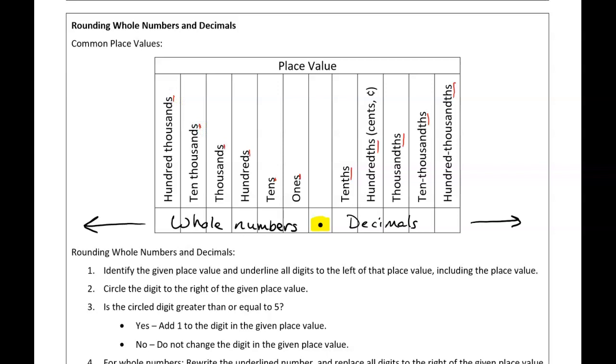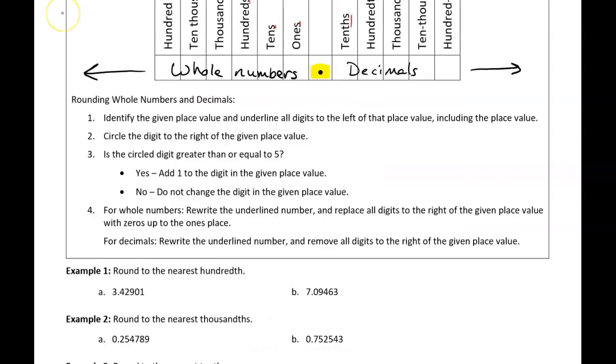Now to the actual rules for rounding. We'll use the following guidelines. The first thing we do is identify the given place value. What place are we looking for? We'll use our chart to make that determination. Then we underline all the digits to the left of that place value and also underline the place value itself. These are the numbers that will potentially stay the same, except for that last digit, which may change.